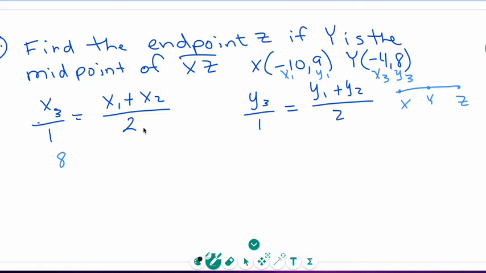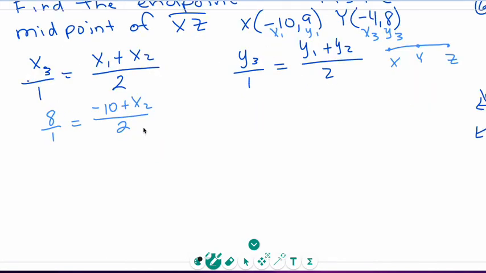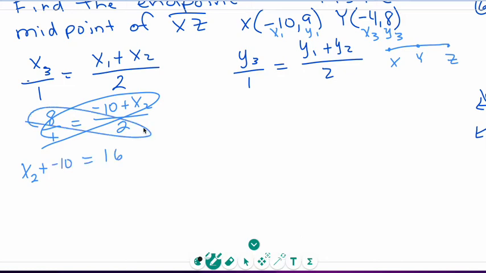So it's going to be 8 divided by 1 is equal to negative 10 plus x sub 2 divided by 2. I'm going to go ahead and butterfly using the side with my variable first, and I'm going to use CPA so that my variable is first. So x sub 2 plus negative 10 is equal to 16, butterflying the second half. Zero pair out the 10. So I have x sub 2 is equal to 26.